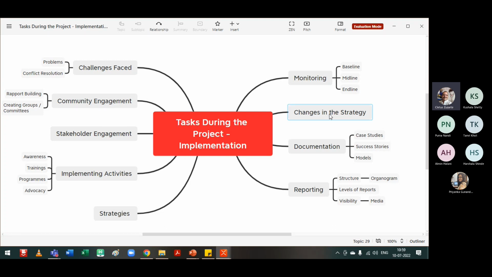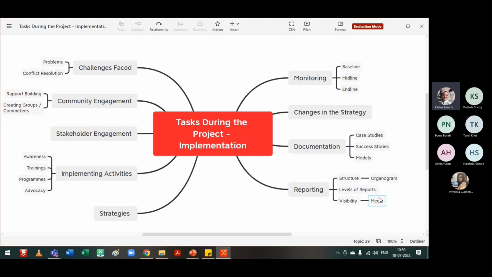With this, you need to say what changes I need to bring into the strategy. At the same time as all this is happening, documentation becomes a very important aspect of project implementation. Documentation as in what are the important reports, case studies and success stories, and what are the models that are emerging from my project? You need to put these things in order, because later on you cannot wake up at the end of the project and say, oh, I did not know that this had to be done. You will never get case studies at the end if you have not planned for it during your project.